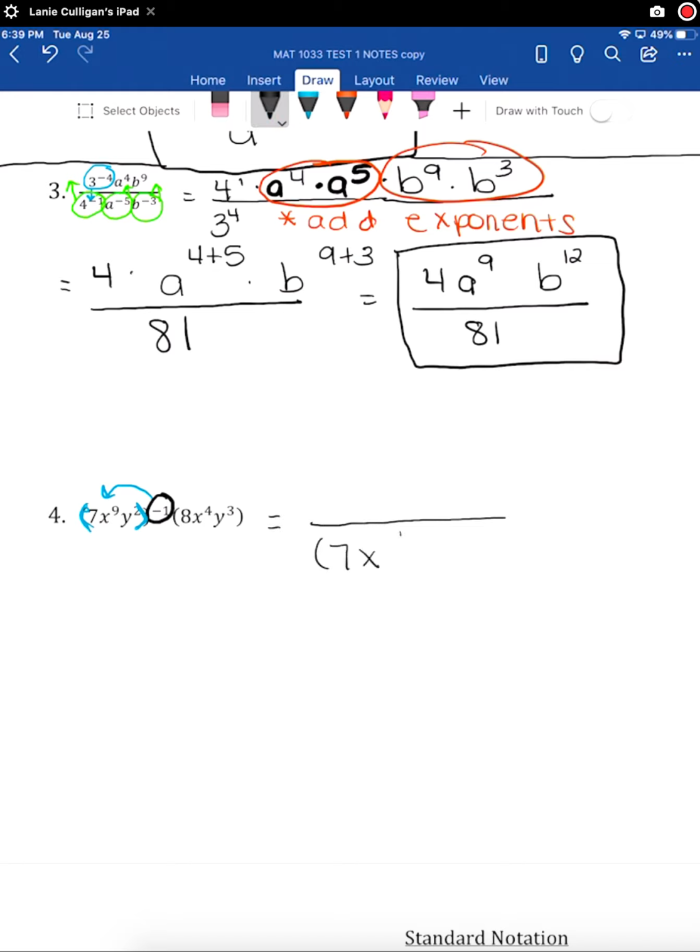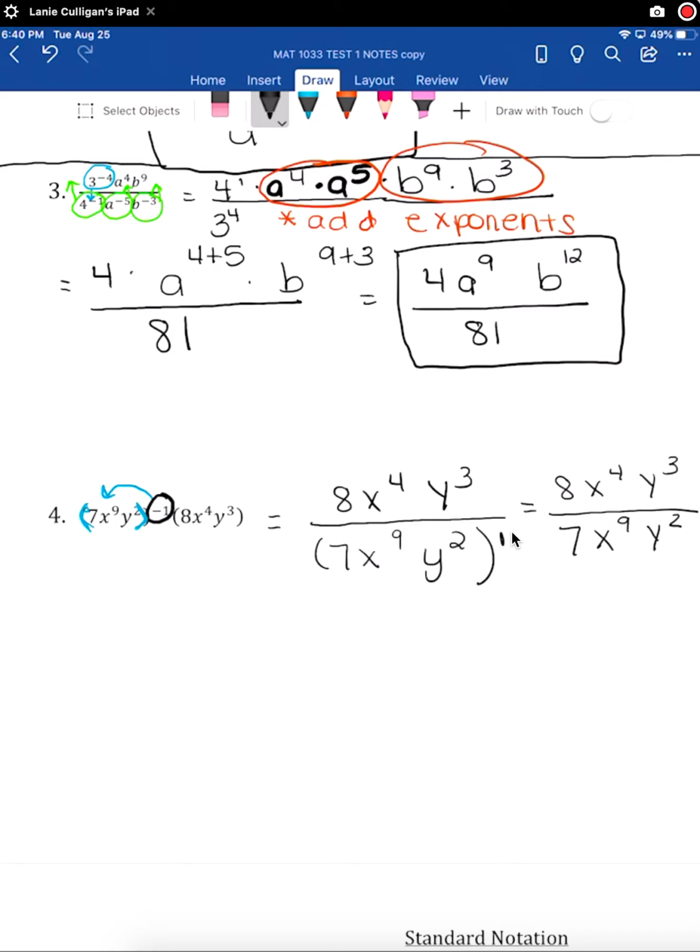So 7x to the ninth y squared got moved to the bottom, and it's now to the positive 1 power because we flipped it, and that's what makes it positive. Now this 8x to the fourth y cubed, nothing's happening to it. There's no exponent or anything, so it's just going to stay up top. 7x to the ninth y squared is to the first power, so we really don't need that first power. We can just write it as 8x to the fourth y cubed all over 7x to the ninth y squared.